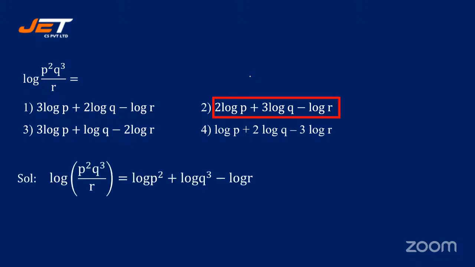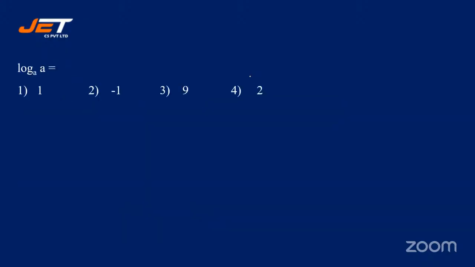Yes, let's see the answer. Log of p square q cube by r is nothing but log p square plus log q cube minus log r, because log of a into b is log a plus log b, and log a by b is log a minus log b. Now your option 2 is the correct answer.